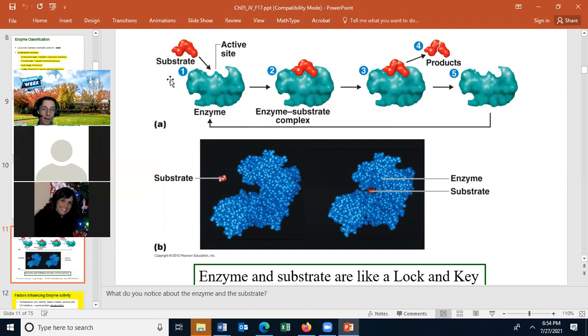This is called the lock and key model, where one enzyme fits one substrate, like one key specifically fits one lock.